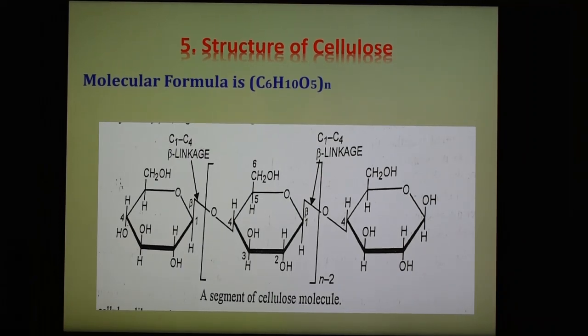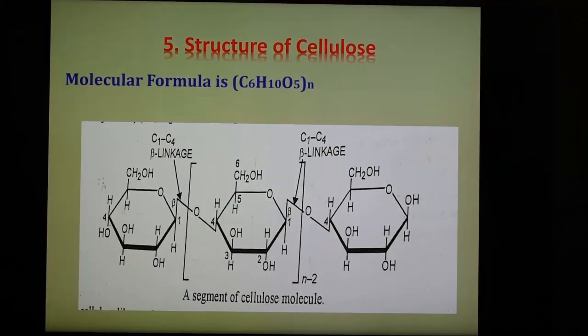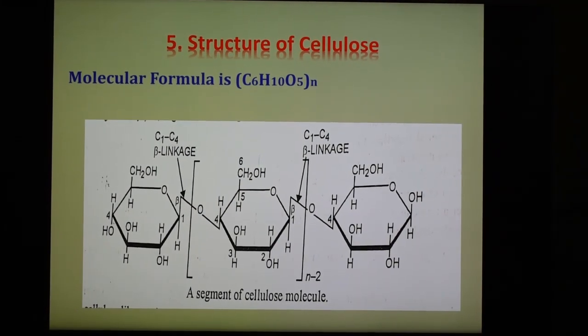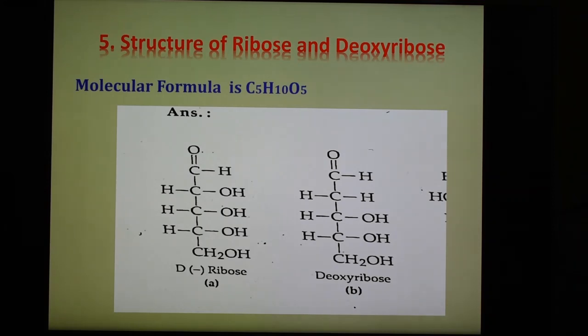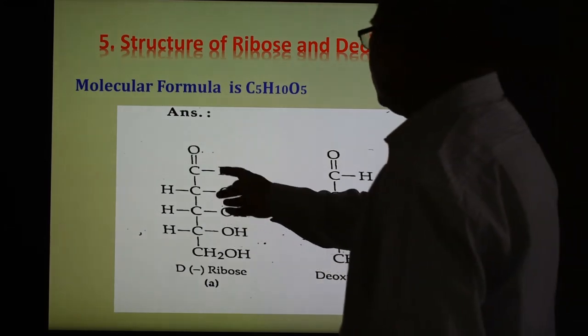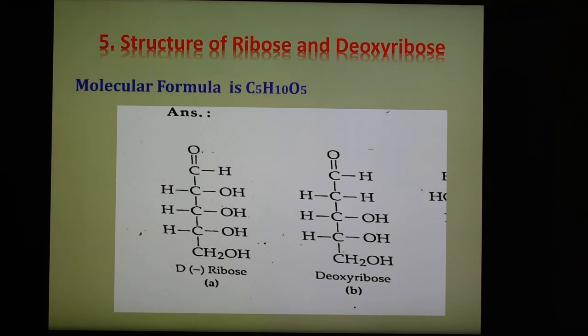A segment of the cellulose molecule which is repeated is shown here. This is the segment, this is continuous, and a long chain of cellulose is formed. So this is the structure for cellulose, and next is the structure of ribose and deoxyribose. The molecular formula of this compound is C5H10O5, and this is ribose and this is deoxyribose. There is a slight change in the arrangement of hydrogen and hydroxyl group. So A is ribose and B is deoxyribose. We have to see the structure here only.